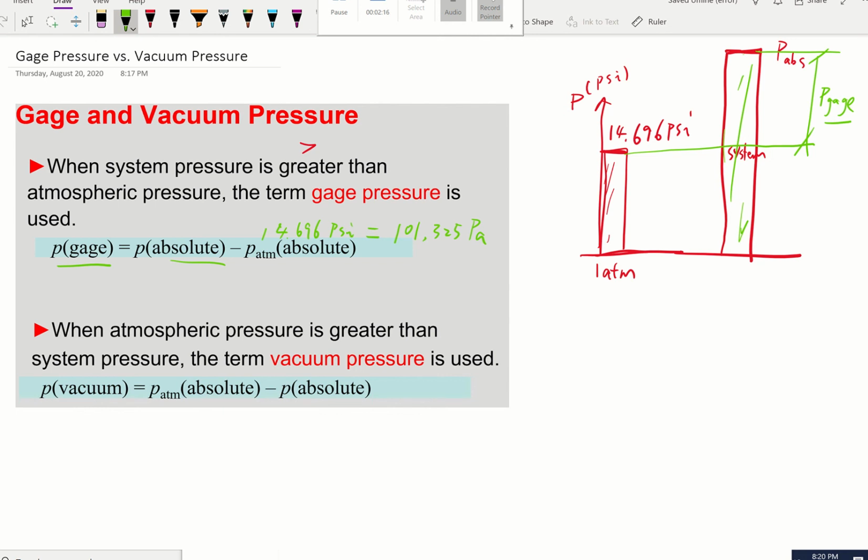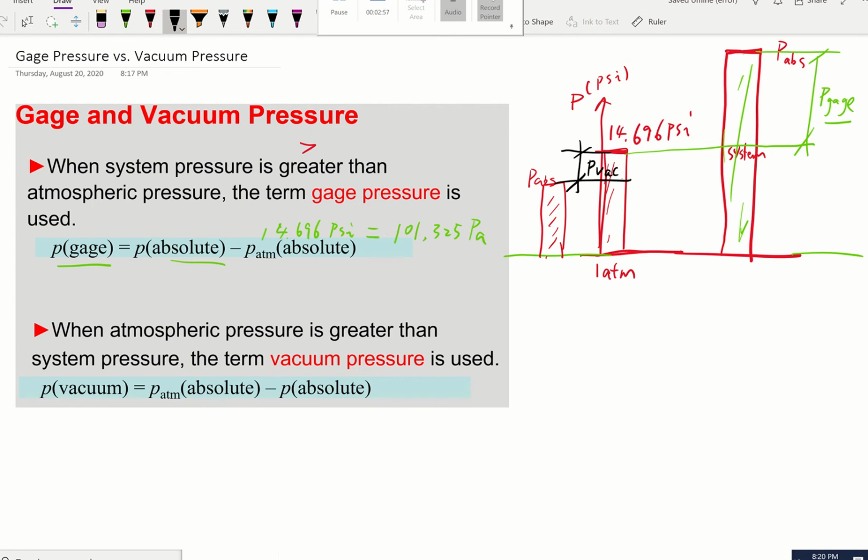On the contrary, if you have a system where the pressure is really low, so if I draw something from here now, and my pressure here is actually lower than this atmosphere pressure, then this is going to be the absolute pressure for this lower pressure, right? And vacuum pressure is defined as how much below this atmosphere pressure. That's the difference, the gap between them. That's going to be called P vacuum.